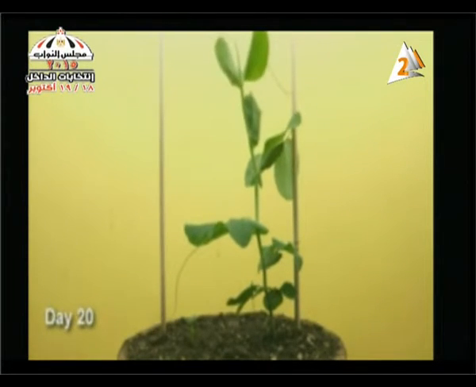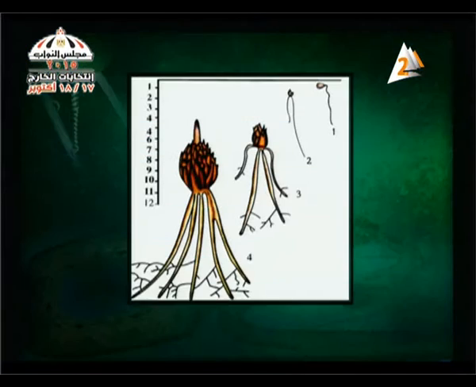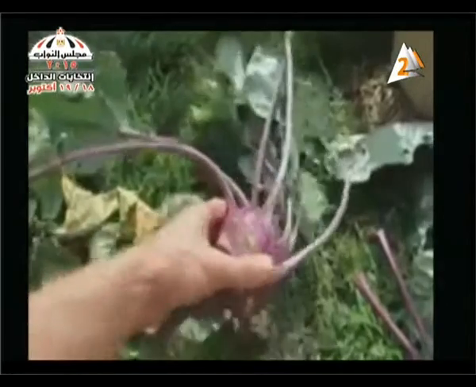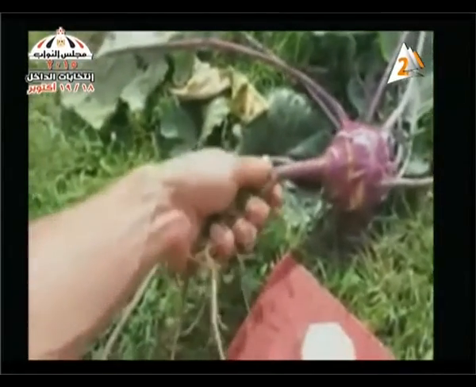This is the first type of haptotropism. Let's move to the second type of haptotropism. Corms and bulbs have pulling roots below them, as you see. Subterranean storing stems remain at a suitable distance from the soil surface by the help of these pulling roots, of course, to support the aerial part against wind effect.